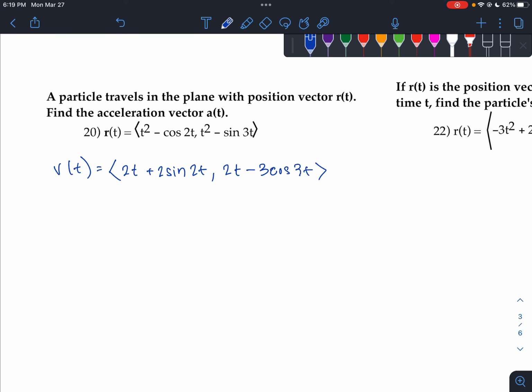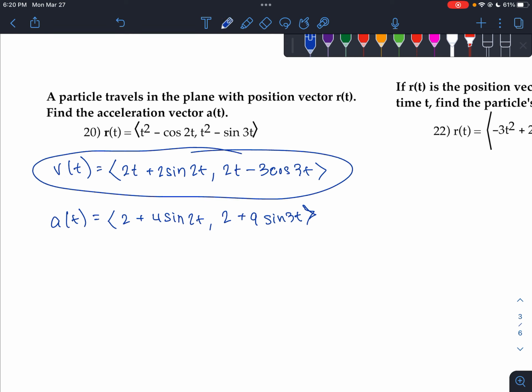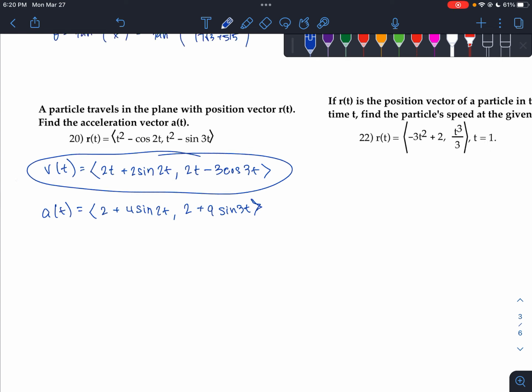So yeah, I think that's good. And then your acceleration vector is just going to be the second derivative of your position, or the first derivative of velocity. So that's going to be 2 plus 4 sine of 2t, and then that's going to be 2 plus 9 sine of 3t. And then if it were asking you at a specific time, you just have to plug in t. If it's asking you to find speed, note that speed is going to be the magnitude of your velocity vector. So make sure you watch out for that.